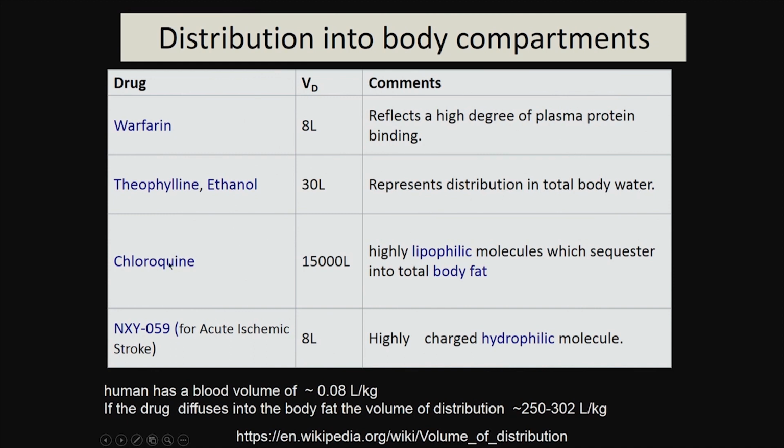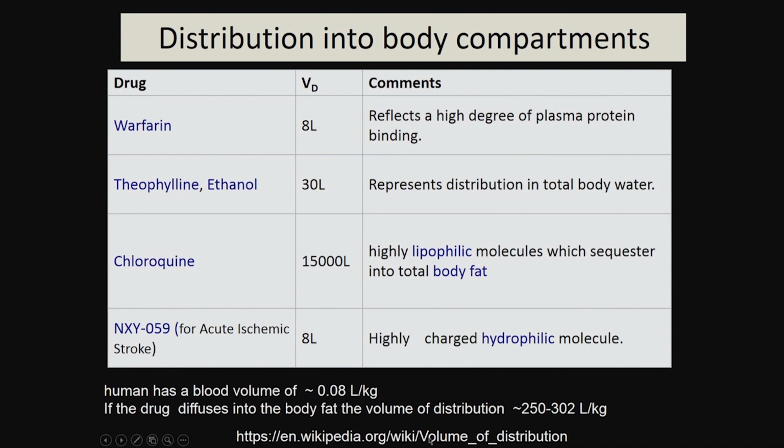Chloroquine, this is a malarial drug. Look at this, huge, because it is highly lipophilic, so it goes into the body fat, everywhere it goes. That is why the effective dosage, the C naught, will get very low. So you need to give more chloroquine to achieve a considerably large C naught. This is a drug for acute ischemic stroke, 8 liters, because it is highly charged, that means hydrophilic. So it will not go into the fat and lipids and so on.